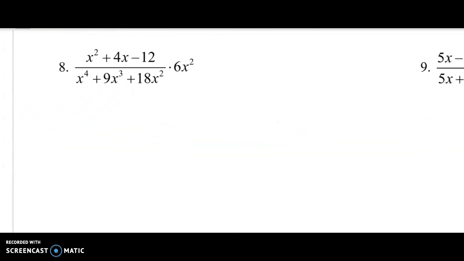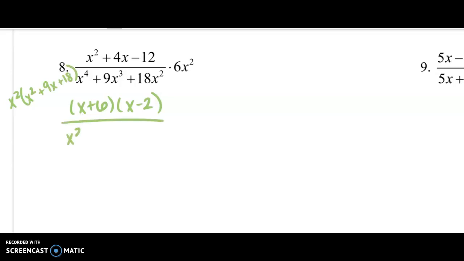Number 8. When I go to factor this top piece, it's going to be x plus 6 times x minus 2. This one I can first take out an x squared. So I'm going to have x squared, and I'm going to be left with x squared plus 9x plus 18. Okay, and that factors, that x squared stays out, and that would be x plus 6 times x plus 3, times 6x squared over 1. I just write that over 1, that way it's easier to see it's a fraction.